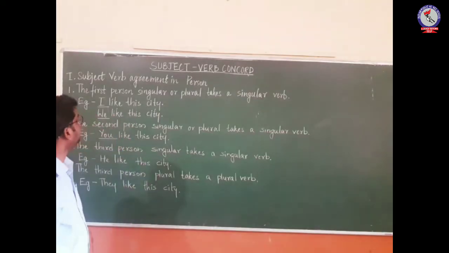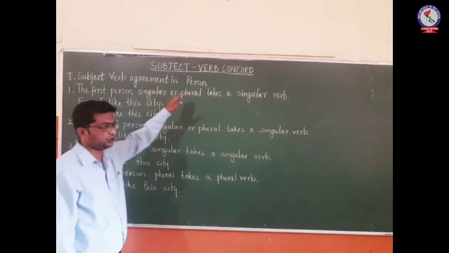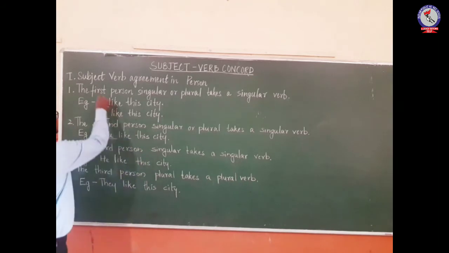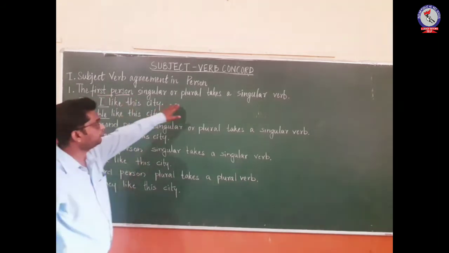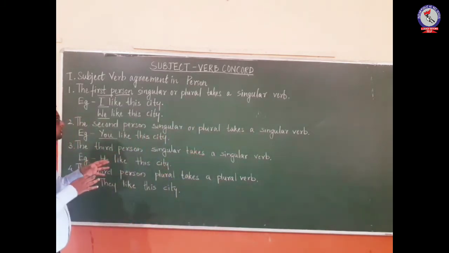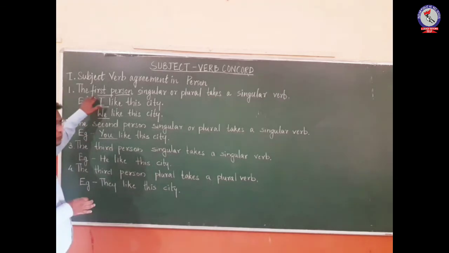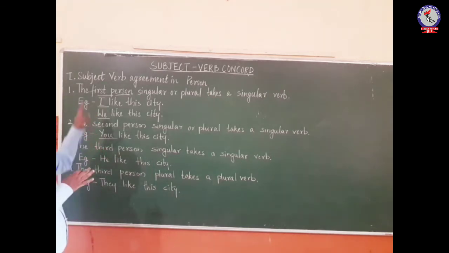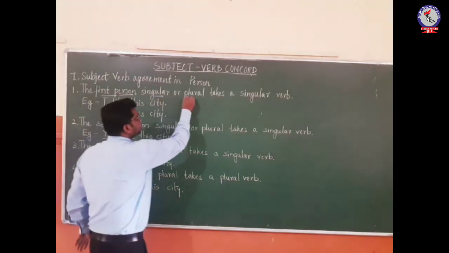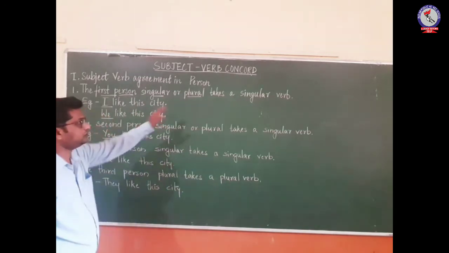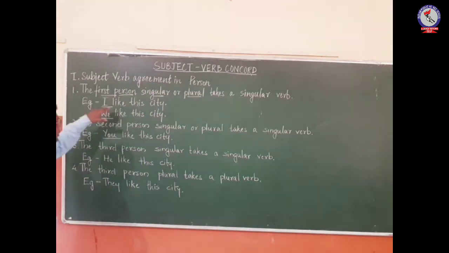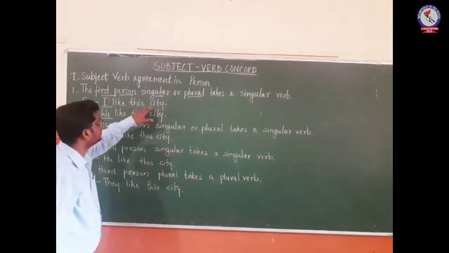Let us see the subject-verb agreement in person. First, the first person, singular or plural, takes a singular verb. This is the rule of subject-verb agreement in first person. It may be singular as well as plural, but it will take a singular verb. See the example here. I like this city.